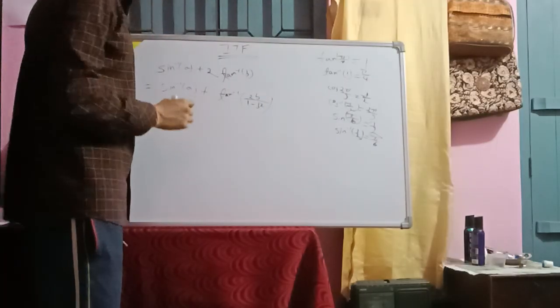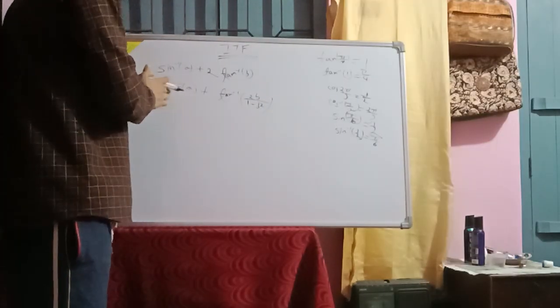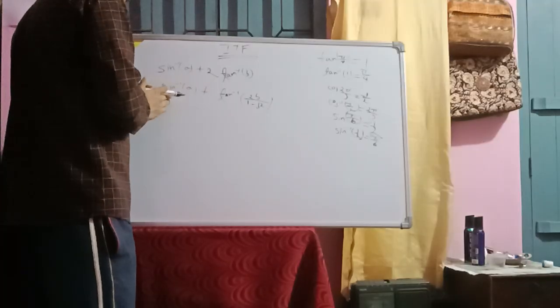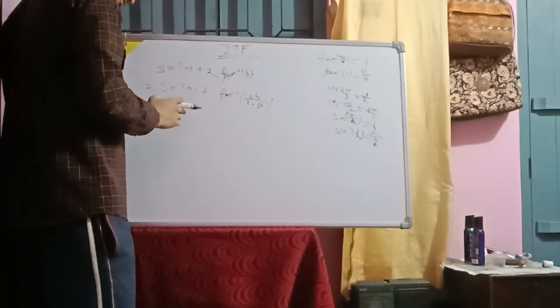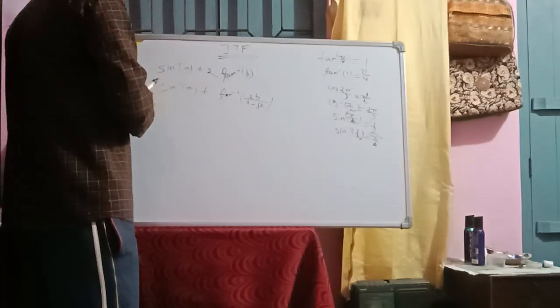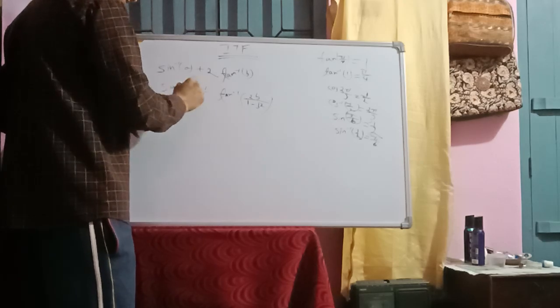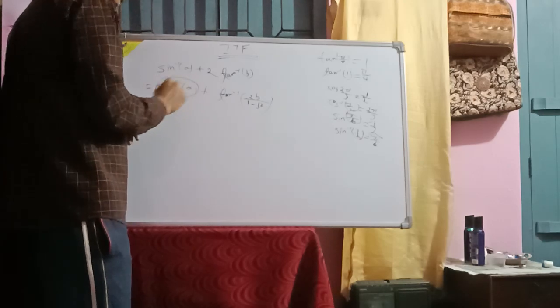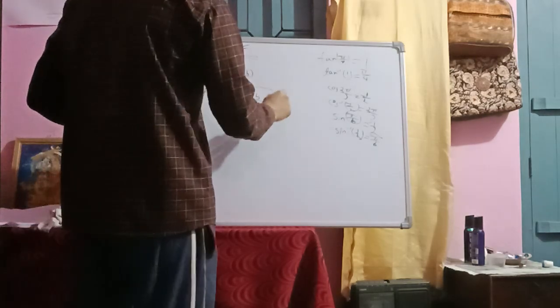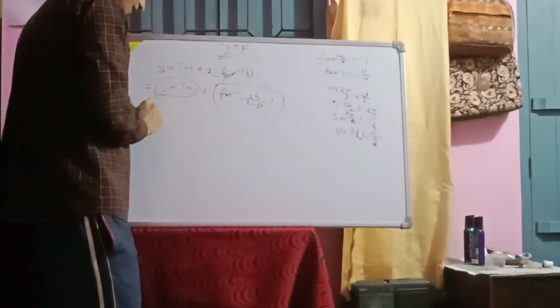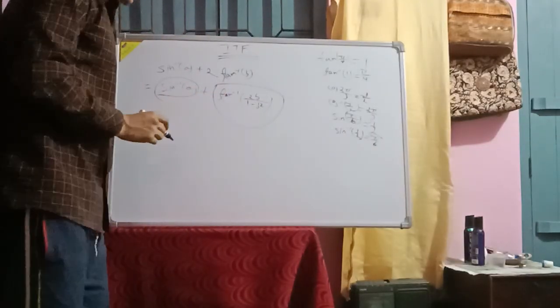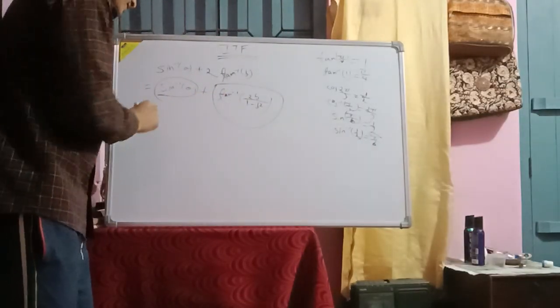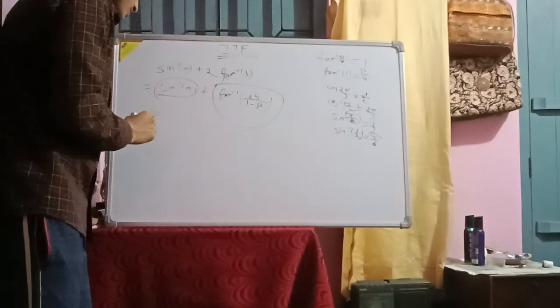Now, I have two choices. Either I can change both parts of the expression into tan inverse of something, or I can change this one into sine inverse of something. Let me do the tan one. Let's change this one into tan inverse.